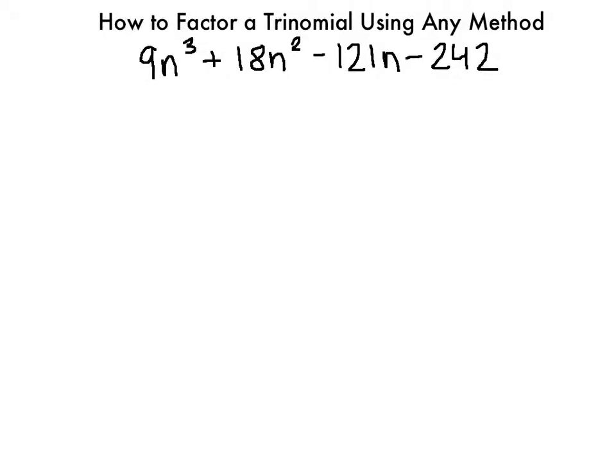Here we got a question straight off the review. It's given to us 9n cubed plus 18n squared minus 121n minus 242. The directions just say factor. So we got to figure out what method to use for factoring. How do we know which method to use?